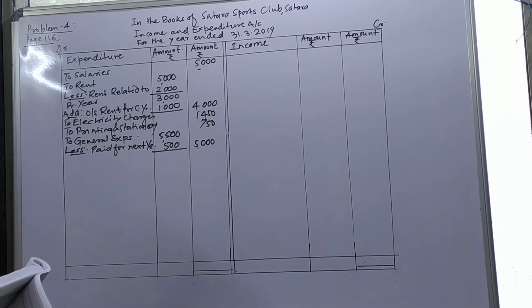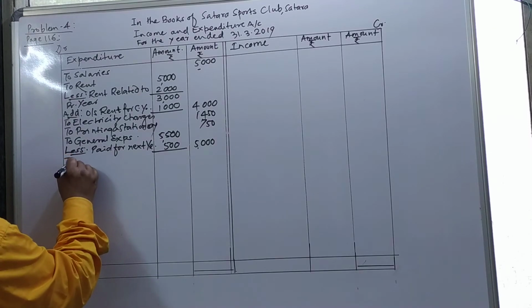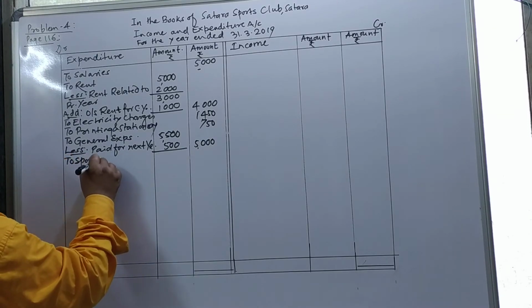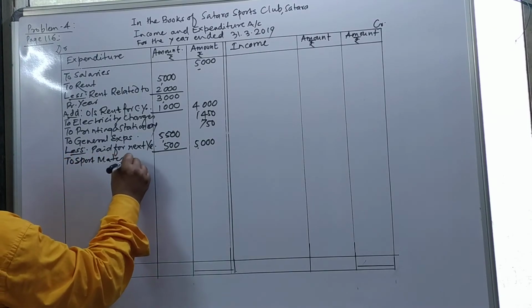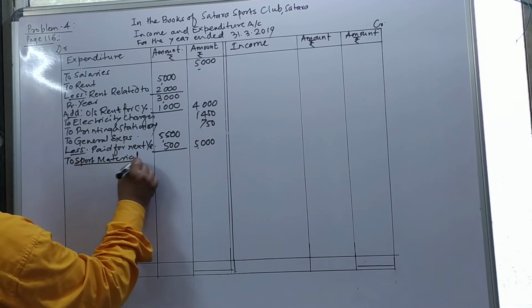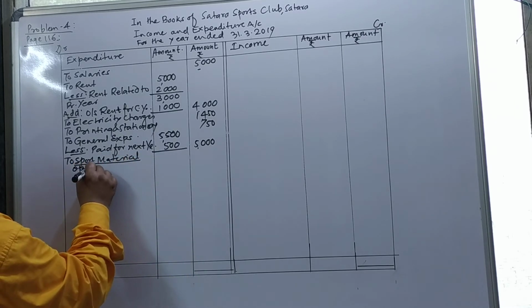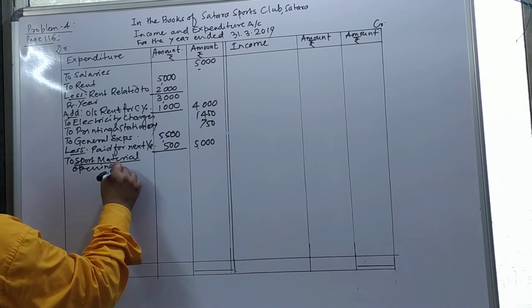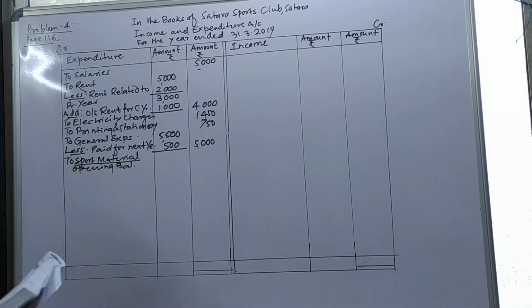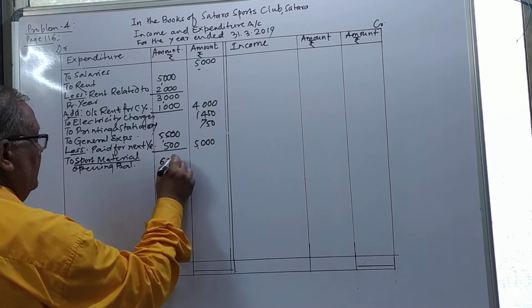Then after that, sports material. Regarding sports material, there are adjustments given to you. Sports material, I will underline it. I will take the opening balance for that, which is given in the adjustment. See, adjustment number 4 gives us 6000 as the opening balance.